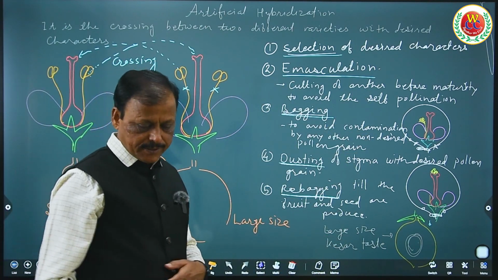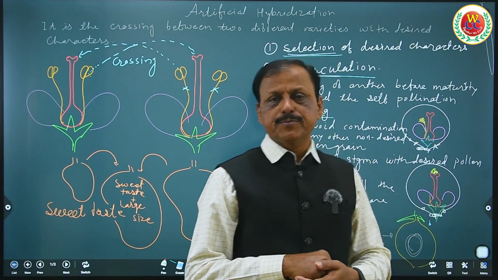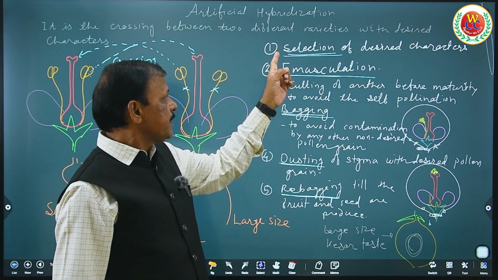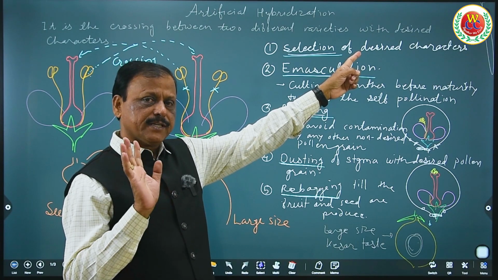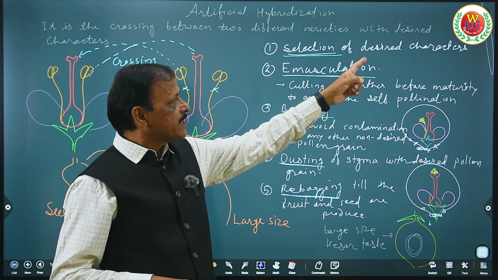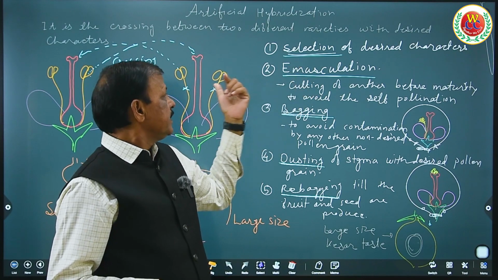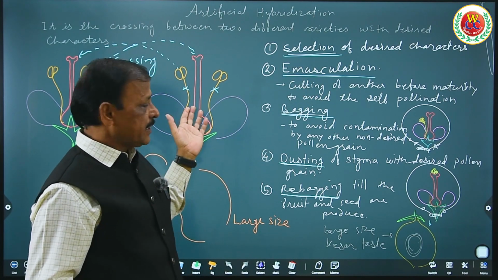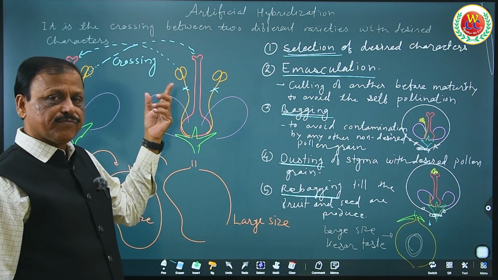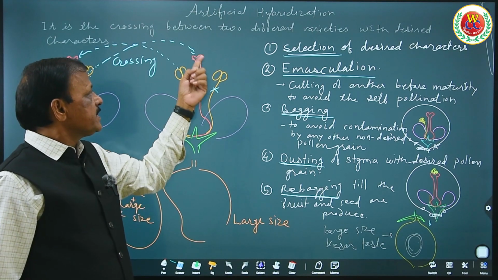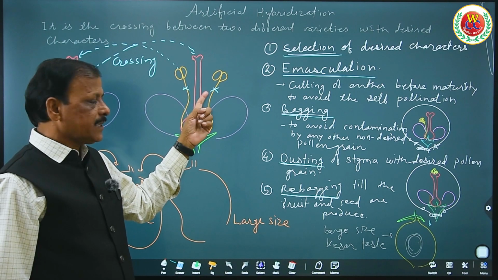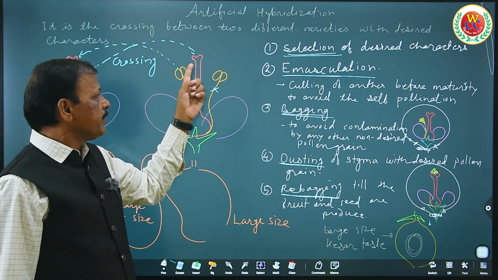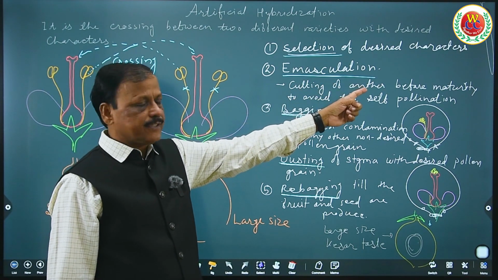So what did we learn? Artificial fertilization. What is the process of artificial fertilization? It is selection of desired character. That 2 plants are selected with those desired characters. Now those plants, when they begin to flower, to avoid self-pollination in a bisexual flower, anthers are cut down before maturity to avoid self-pollination, which is called emasculation.